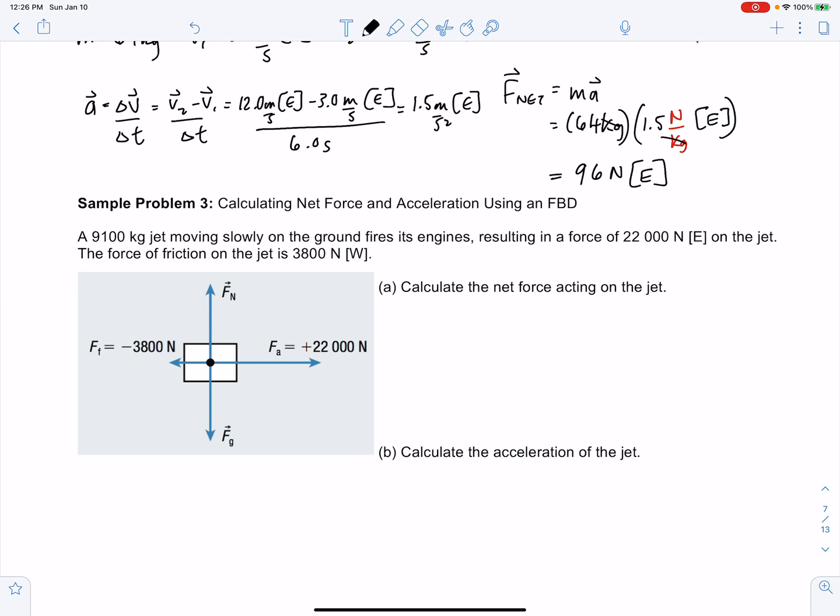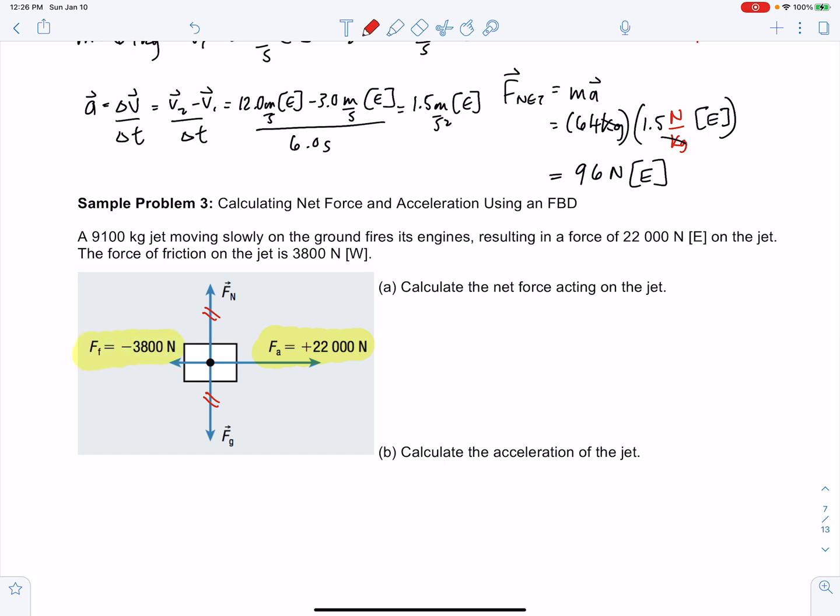Now, since the jet is resting on a level surface, we know that the force of gravity and the normal force will cancel each other out. So the only two forces acting on the object are the force applied by the engines, which is 22,000 newtons to the east, and the force of friction, which is 3,800 newtons west.